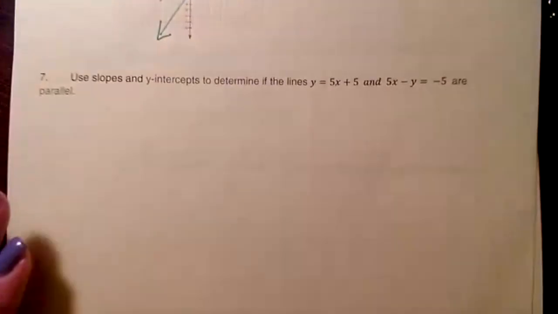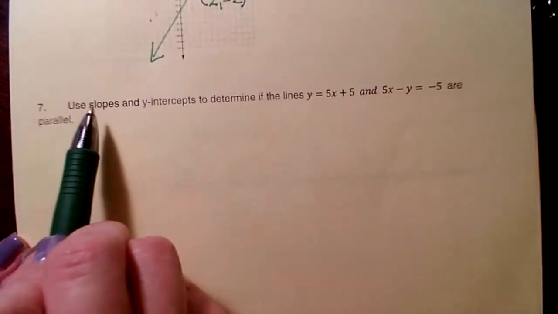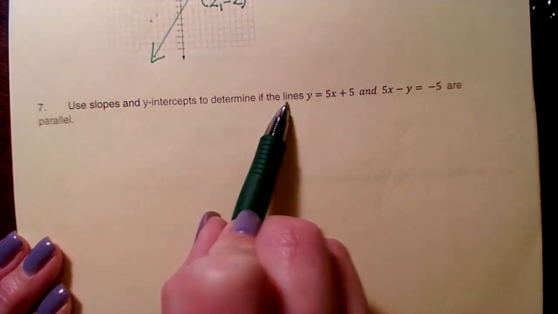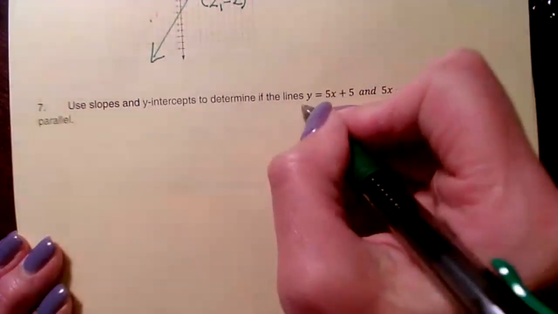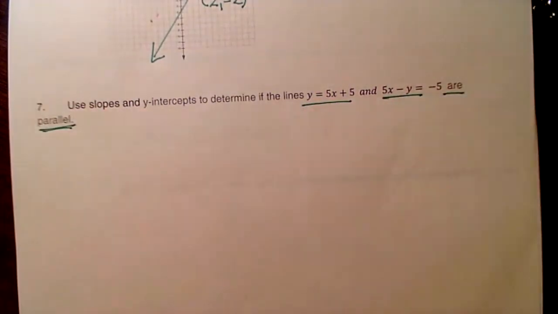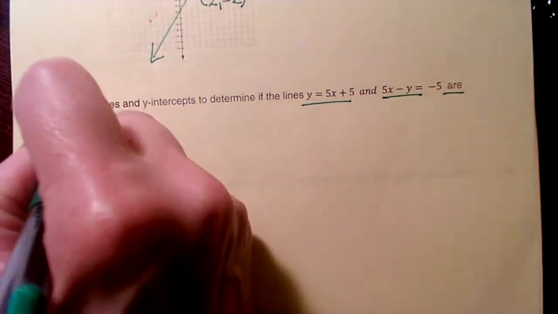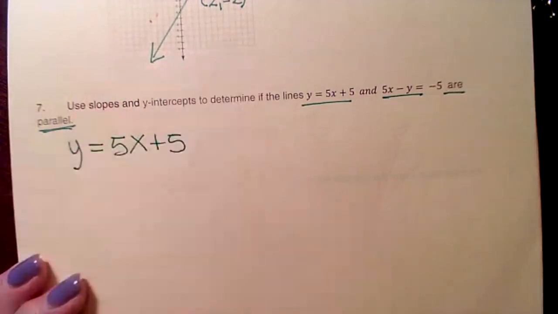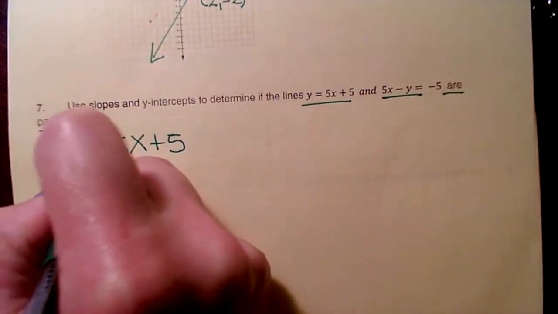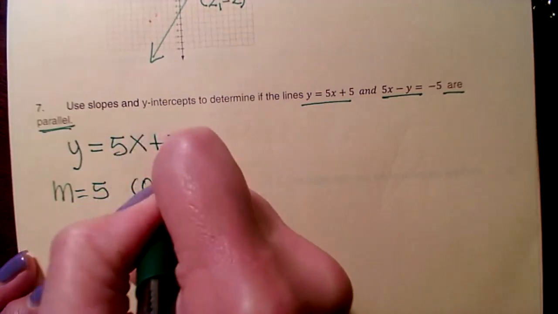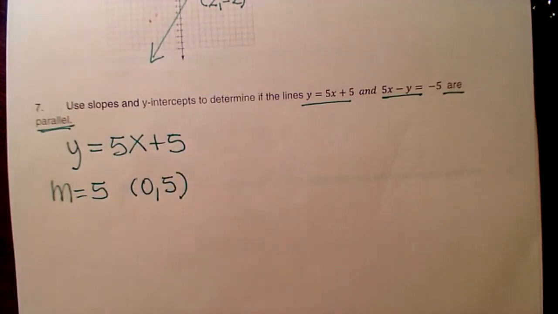Now, here it says that we need to use the slopes and the y-intercepts to determine if these two lines are parallel. We need to determine if they are. So let me take the first one, which is y equals 5x plus 5. So my slope is 5 and my y-intercept is 0, 5.